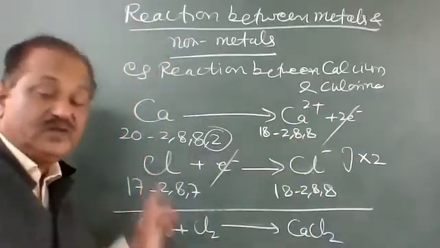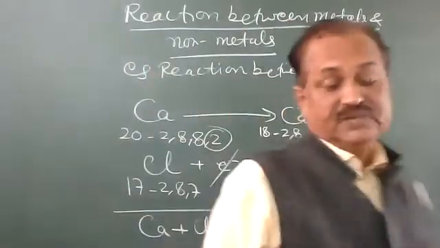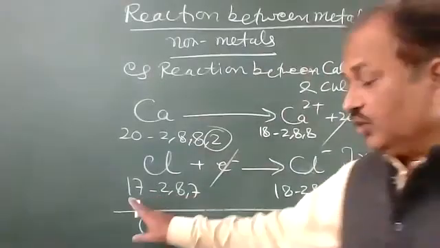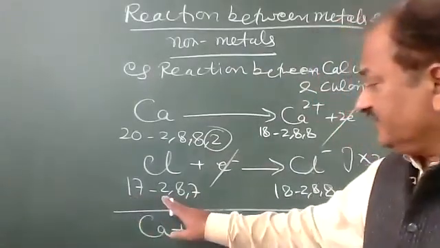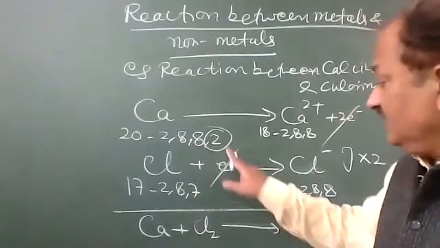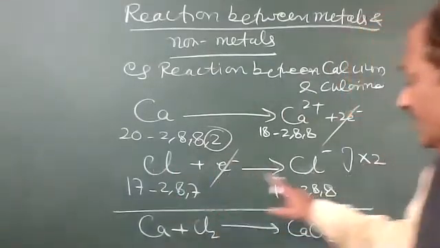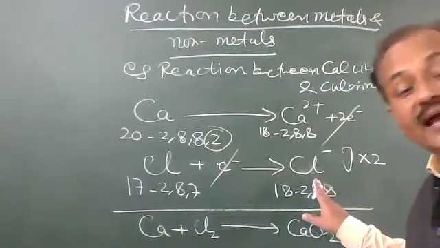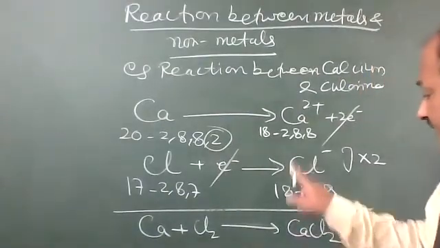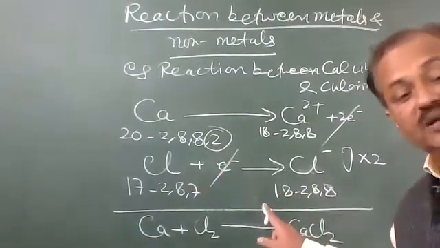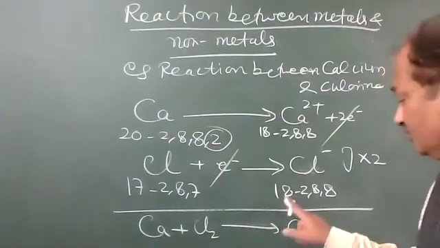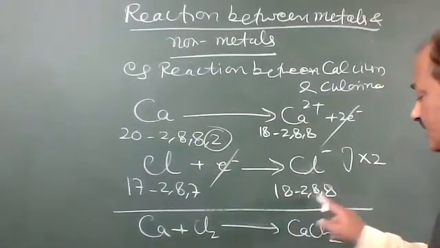Now chlorine is a non-metal. Chlorine has atomic number 17, configuration 2, 8, 7. So one atom will gain 1 electron, forming a chloride ion. Since 1 electron is gained, the electron count increases by 1, so it will be 18, with configuration 2, 8, 8.